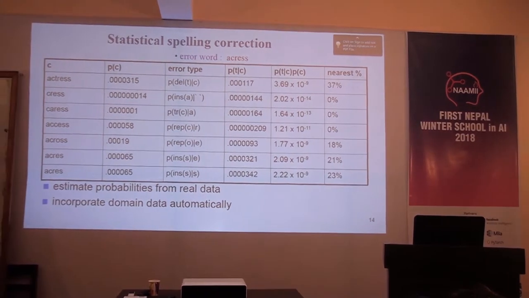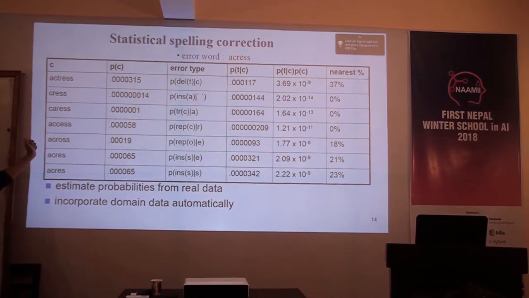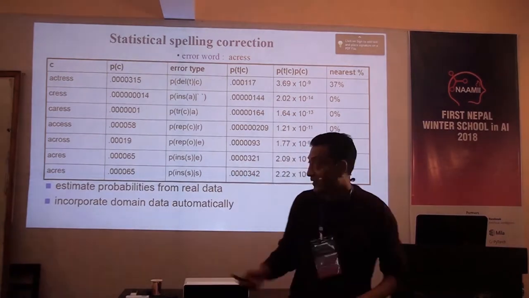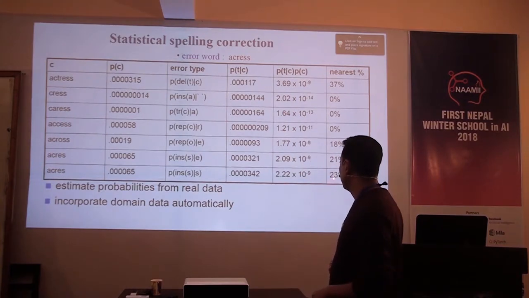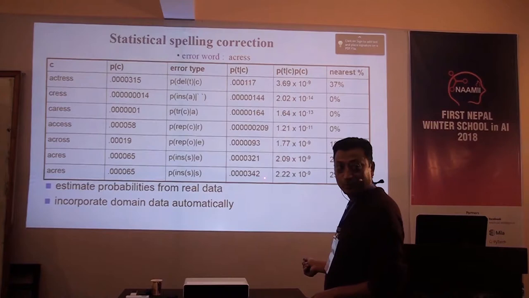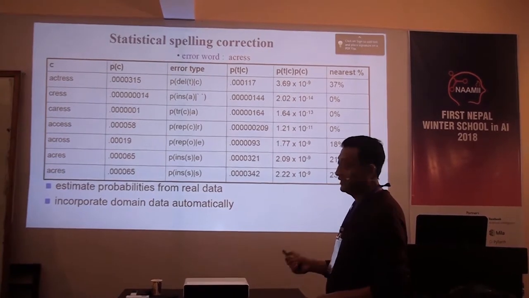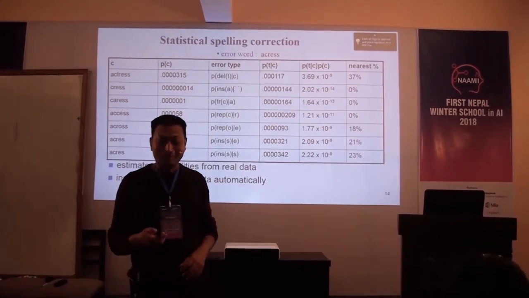Sorry? No, we're only looking at across. Why would you choose across? That's only 18%. So what about acres? Okay, so what is the probability that acres, the last one, is the correct one? The probability that this is correct is actually 21 plus 23, 44%. So the correct word is acres, because there are two different ways you could have got acres. Okay? So you need to wake up.